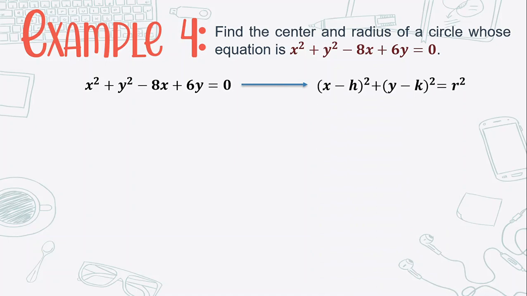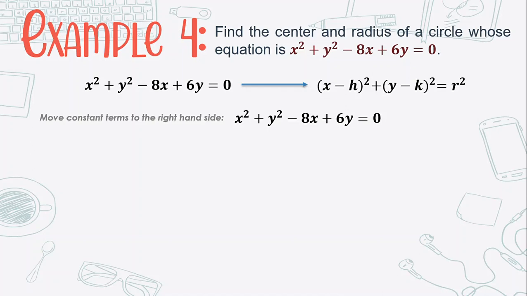How are we going to do that? We have to perform completing the square. Our first step in completing the square is to move all the constant terms to the right-hand side of the equation. But as you can see from the given equation, we don't have any constant term. So we write it as is. We have x^2 + y^2 - 8x + 6y = 0.